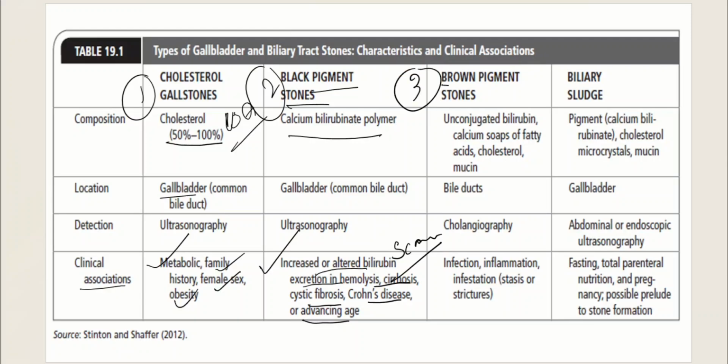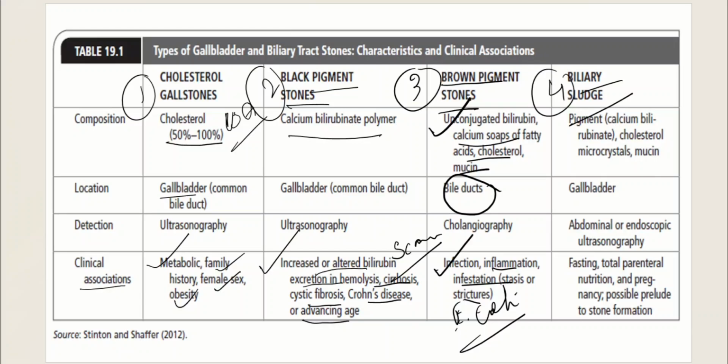Third one is brown pigment stone. As I have already mentioned, these are mostly seen in case of infection by E. coli or bacteroides. E. coli is most common. E. coli or inflammation or infestation because of stasis or stricture can lead to brown pigment stone formation. Brown pigment stones are mostly seen in the bile duct. They are unconjugated bilirubin and calcium, a source of fatty acid, cholesterol, and also mucin. Cholangiography is done to detect them.